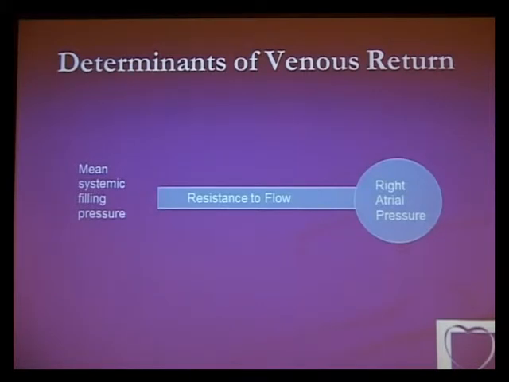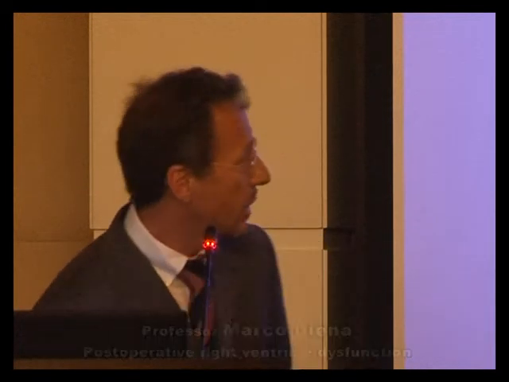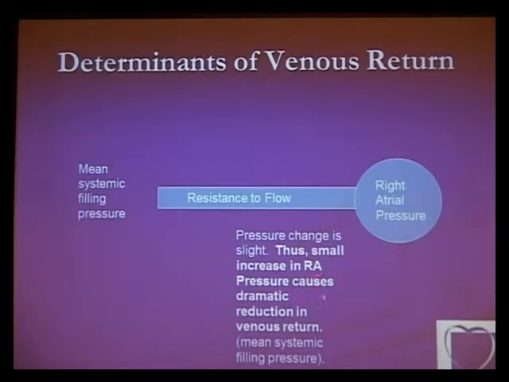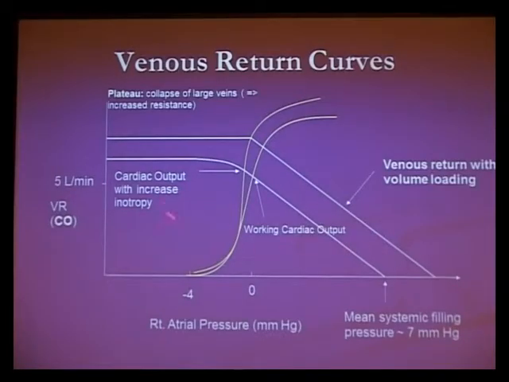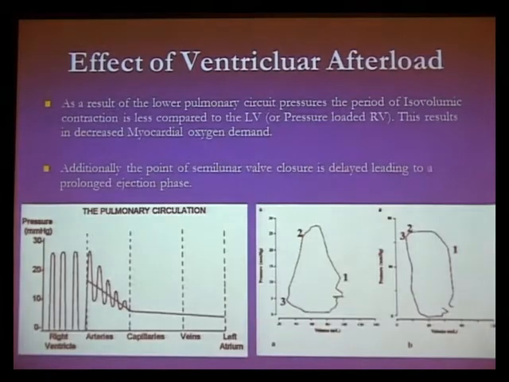So the mean systemic filling pressure depends on the venous return, and as pointed out by different physiological measurements, a small increase of right atrial pressure reduces, very importantly, the venous return, and so the effectiveness of right ventricular function. And also in this diagram we see the output here and the right atrial pressure. So we have an optimal right atrial pressure that we should maintain to have an optimal forward flow from the right ventricle.